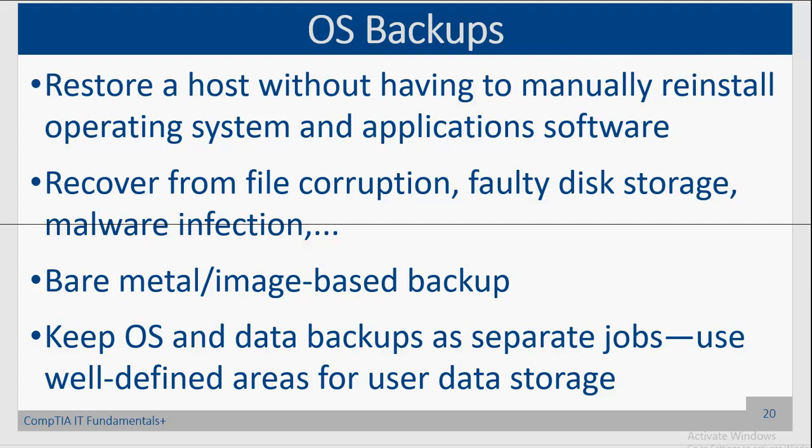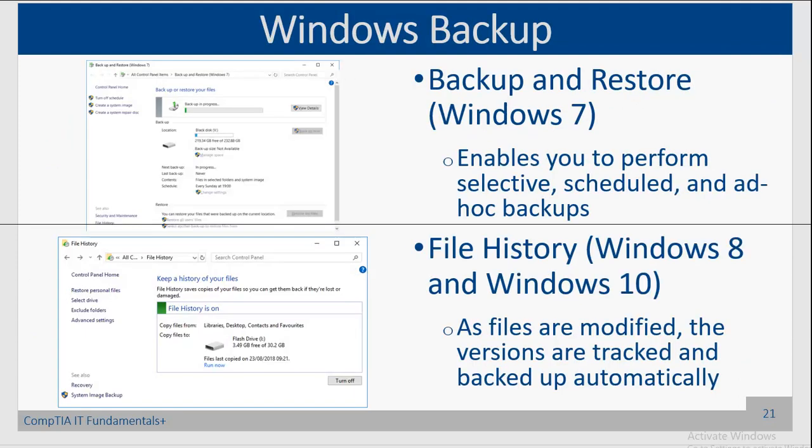So we'll demonstrate that. We're going to take a backup of the entire OS, and then we're going to take a backup of only certain data, and we'll explain that better. All right. So Windows backup. In Windows, you can do two kinds of things.